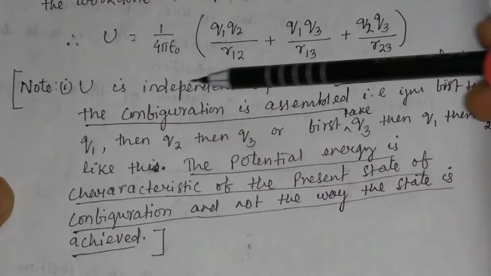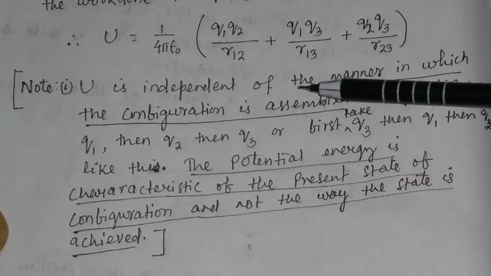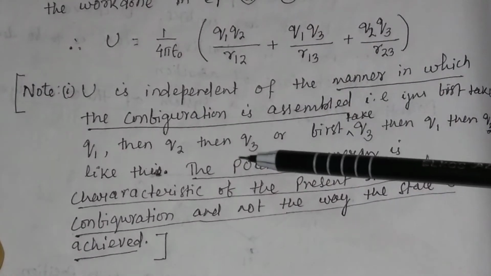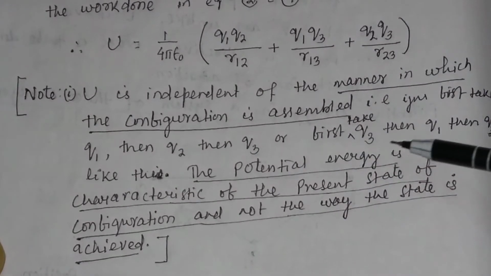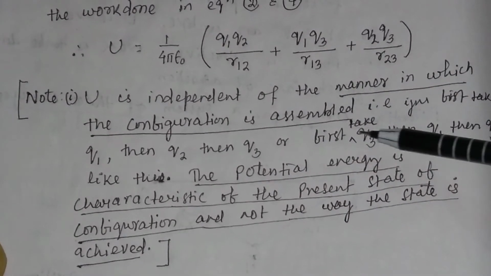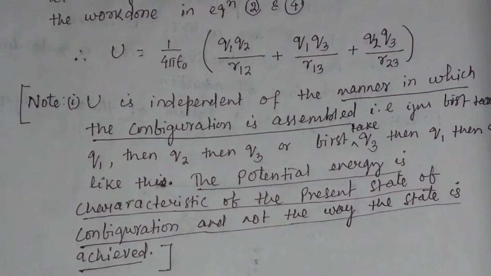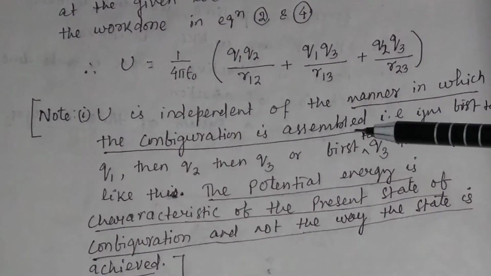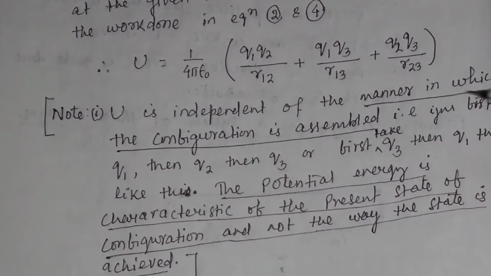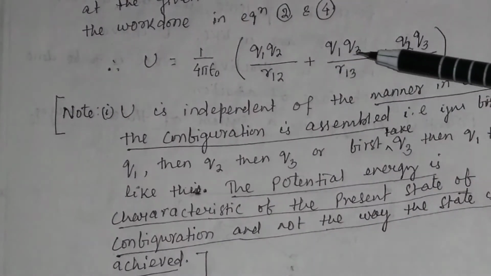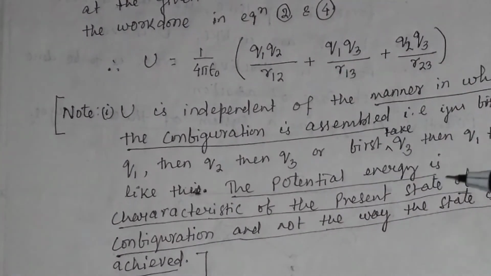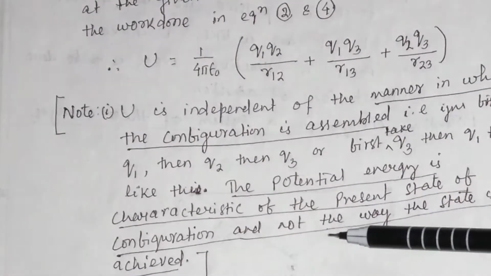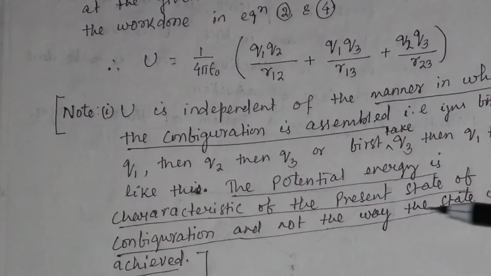Remember, the potential energy is independent of the manner in which the configuration is assembled. That is, you first take q1 then q2 then q3, or you first take q3 then q1 then q2. The order in which you assemble the configuration is immaterial. In the final expression, the potential energy will remain the same. The potential energy is a characteristic of the present state of configuration and not of the way the state is achieved.